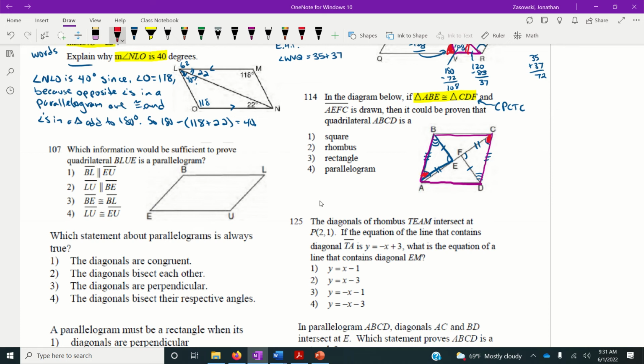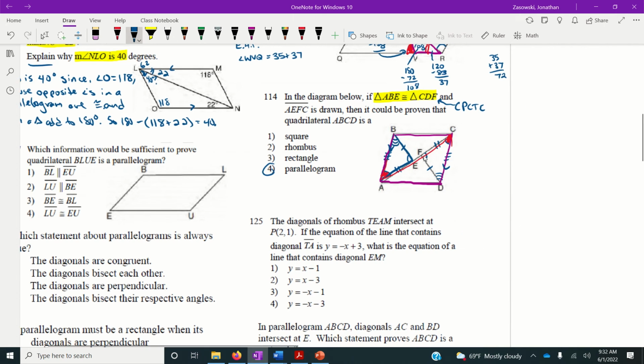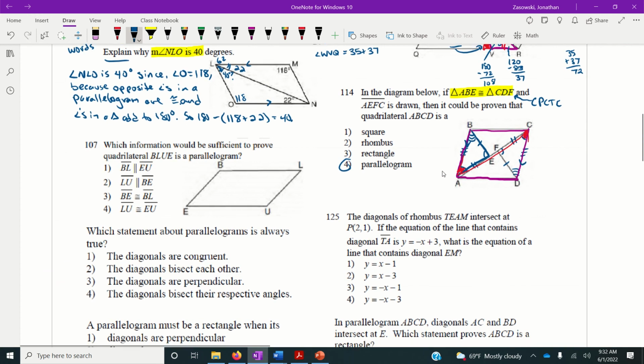Angle BAE and DCF. And these angles make a Z. So that means that these two lines have to be parallel. And because they're parallel and congruent, we can say that it is a parallelogram. We're not going to be able to get BC equal to DA. These two triangles, right, are not going to be equal next to each other. So we're going to be stuck with a parallelogram here.